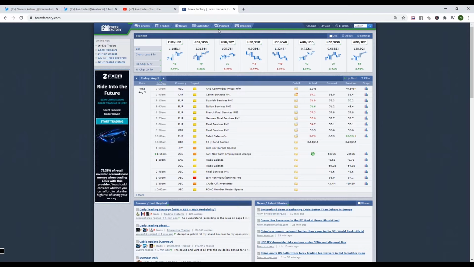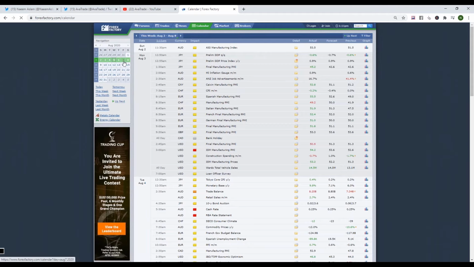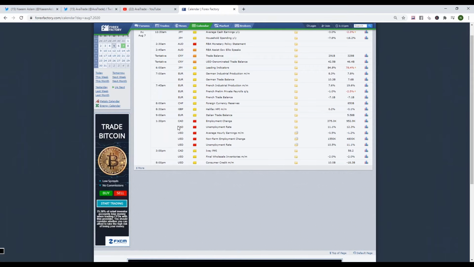Now, in terms of getting the US non-farm payroll number, click on calendar and then go on to Friday, which is the 7th, right? Because the 7th is the Friday. And then you can see at 1:30 UK time, we are going to get the unemployment rate. Obviously, the forecast for the US unemployment rate is 11.1% against the previous reading of 12.3, so meaning the unemployment rate is expected to tick even lower.